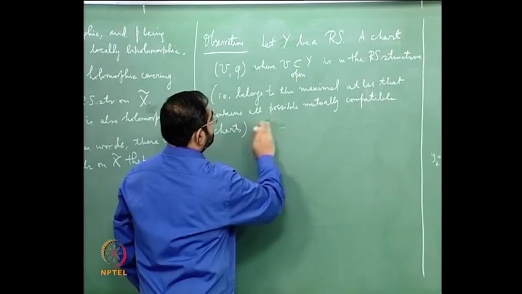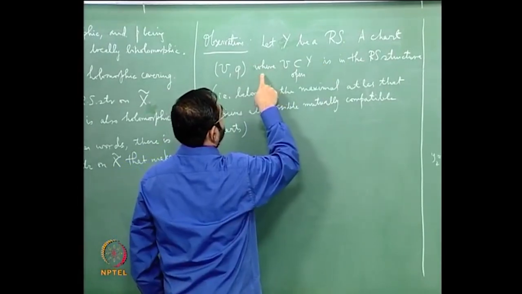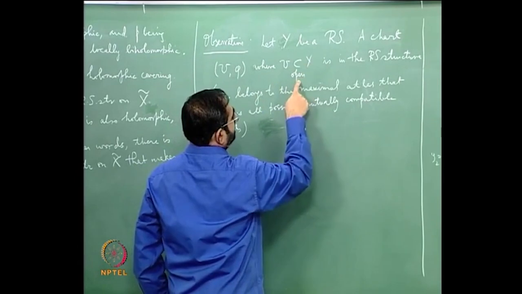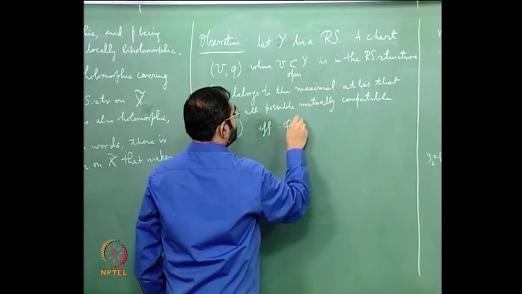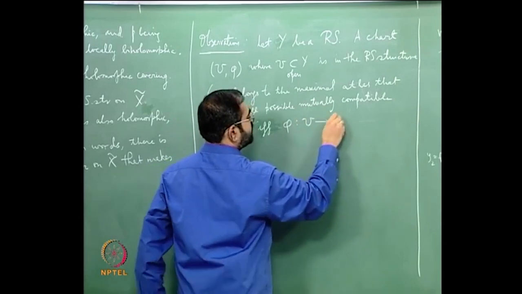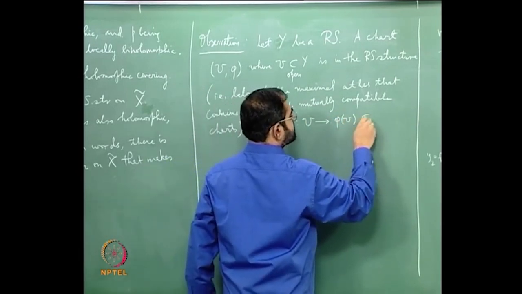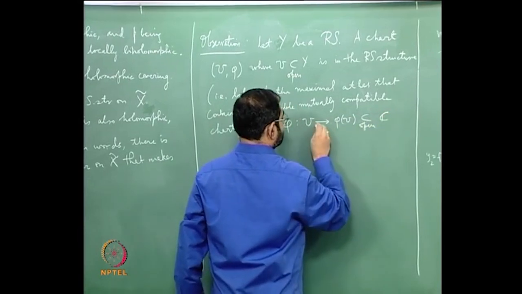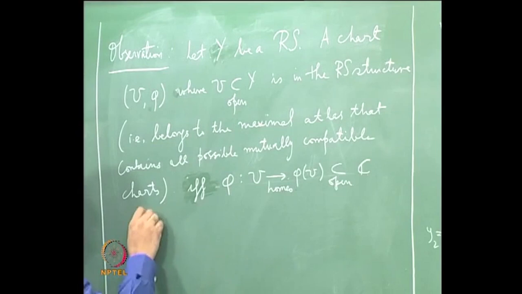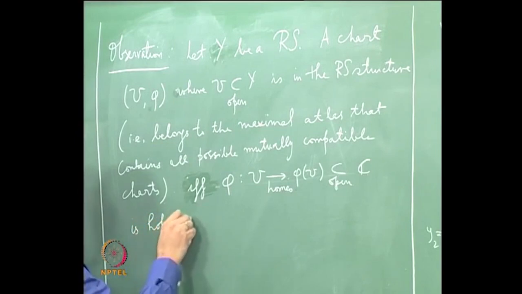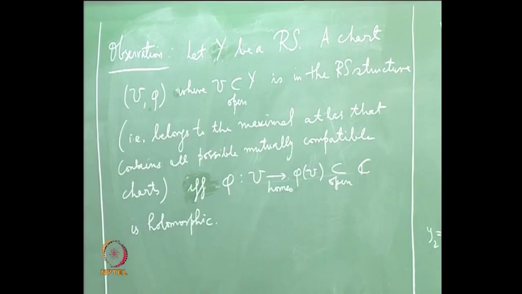So I have not completed my statement. A chart (U, phi), where U in Y is open, is in the Riemann surface structure if and only if phi from U to phi of U, which is an open subset of C, this is a homeomorphism, is holomorphic. So this is my remark, so please try to understand what I am saying.